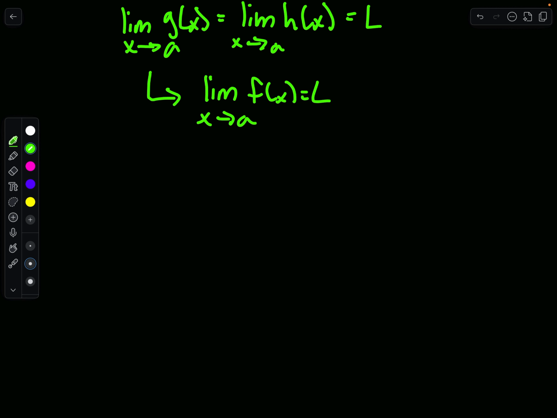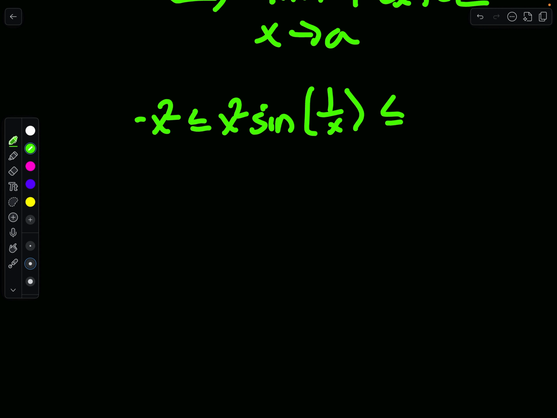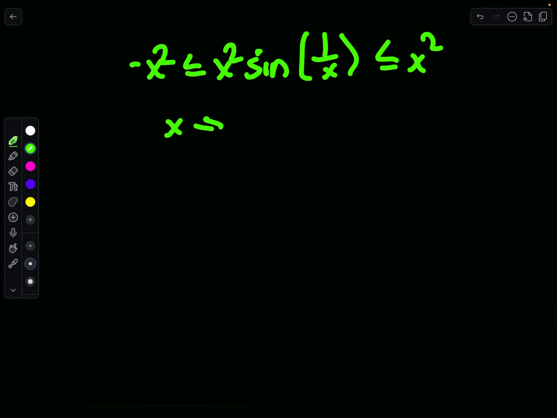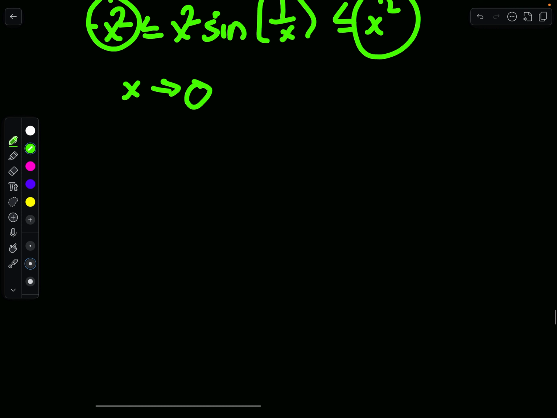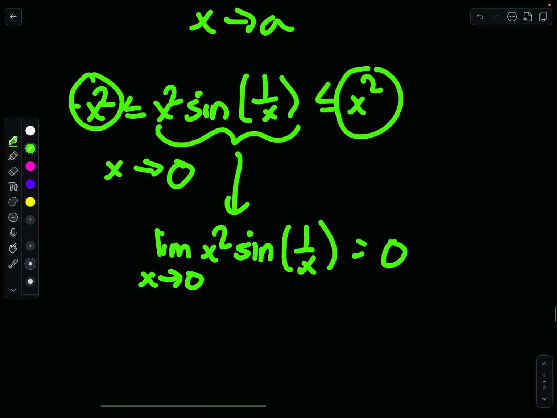So, for example, if we have negative x squared is less than or equal to x squared sine 1 over x, which is less than or equal to x squared, then as x approaches 0, since this goes to 0 and this goes to 0, the middle also goes to 0. Because x squared sine of 1 over x is trapped between negative x squared and x squared.